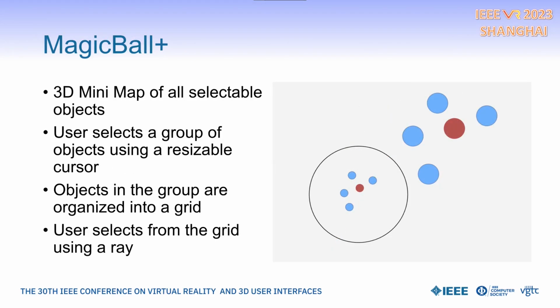Lastly, Magic Ball creates a 3D minimap of all selectable objects inside a transparent sphere. The relative distances between the minimized objects is preserved. The user can select a group of objects using a resizable cursor, and objects from that area appear in a selection grid.